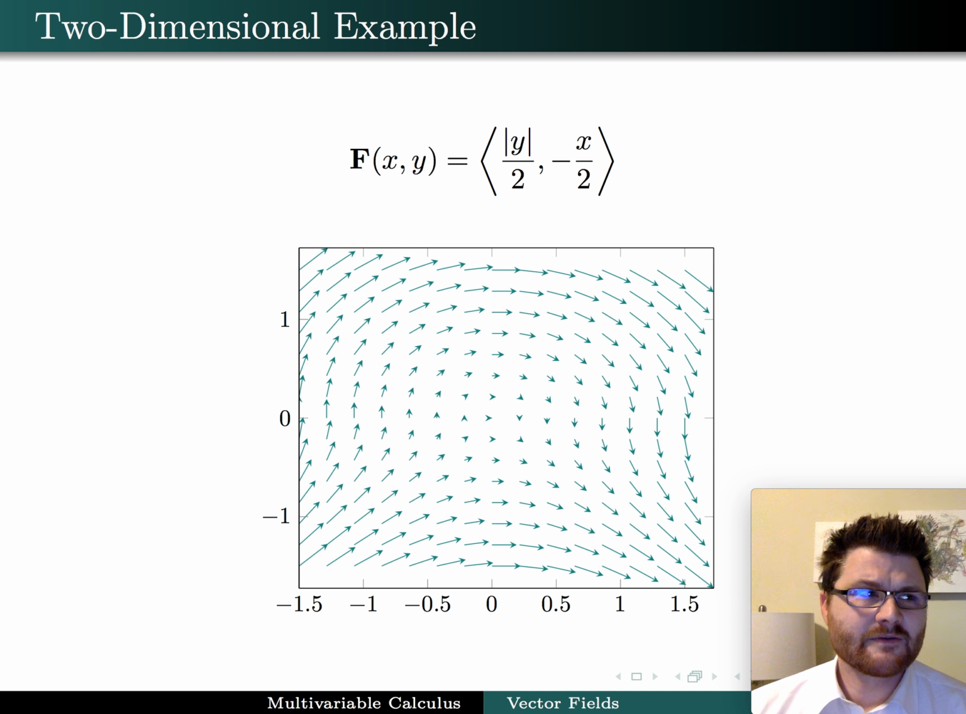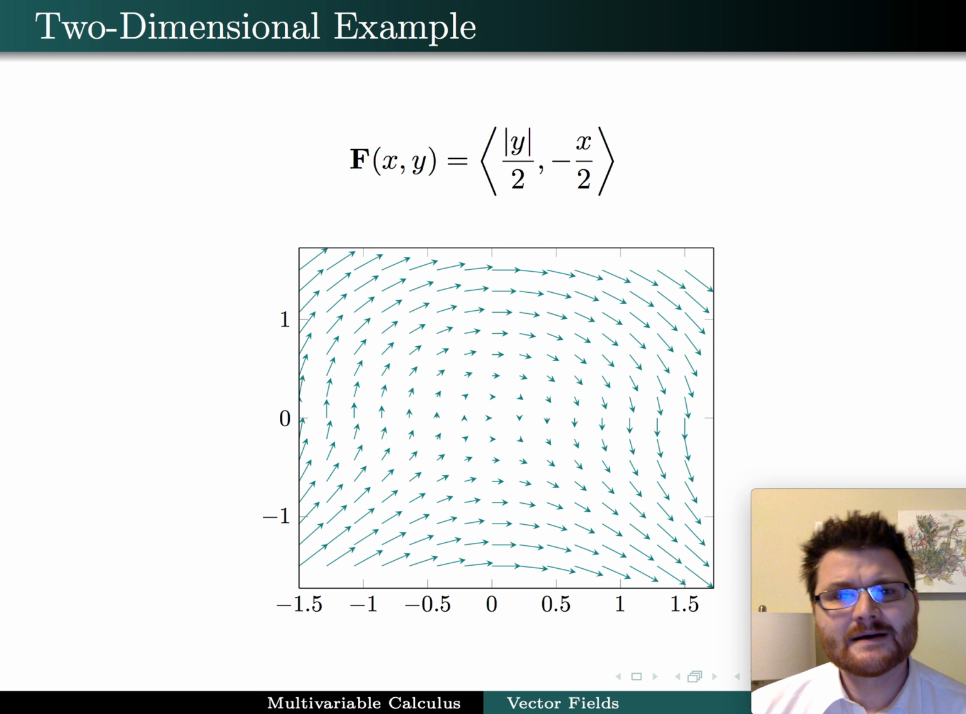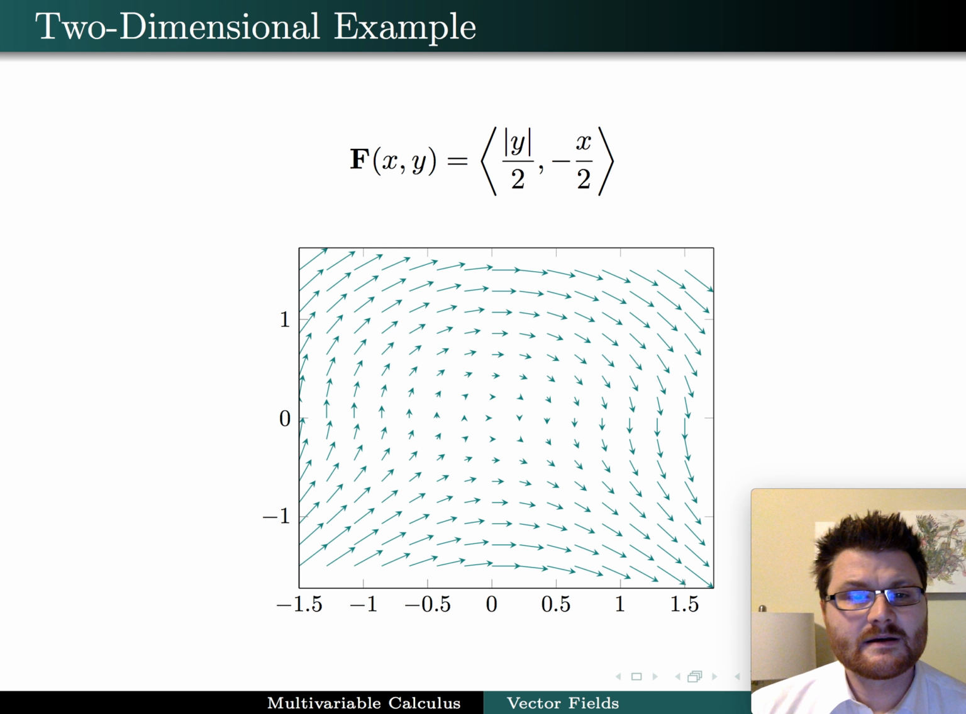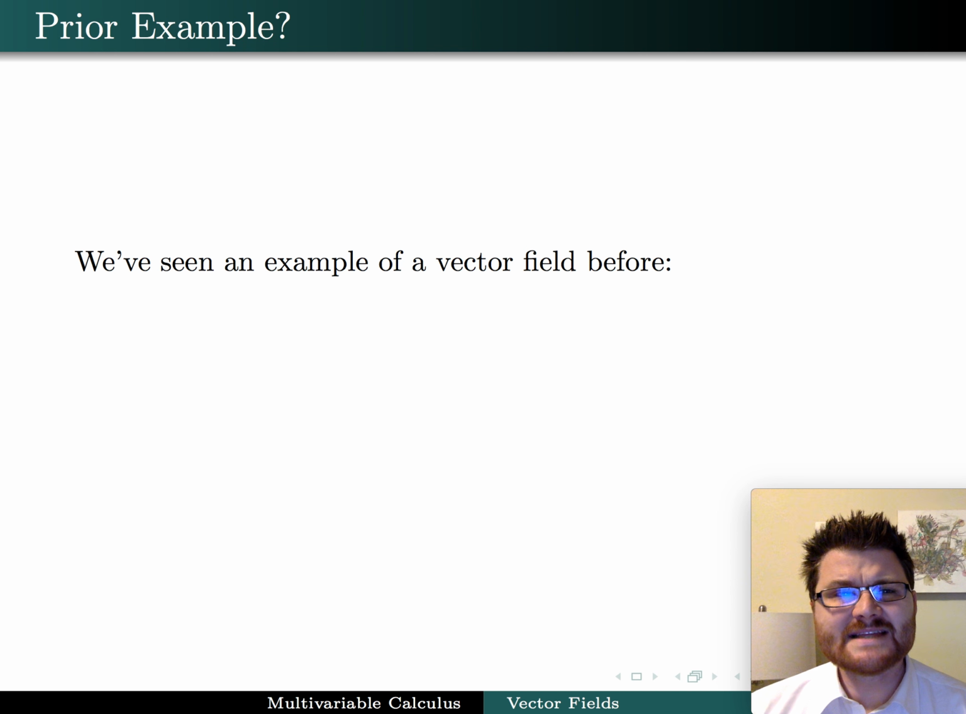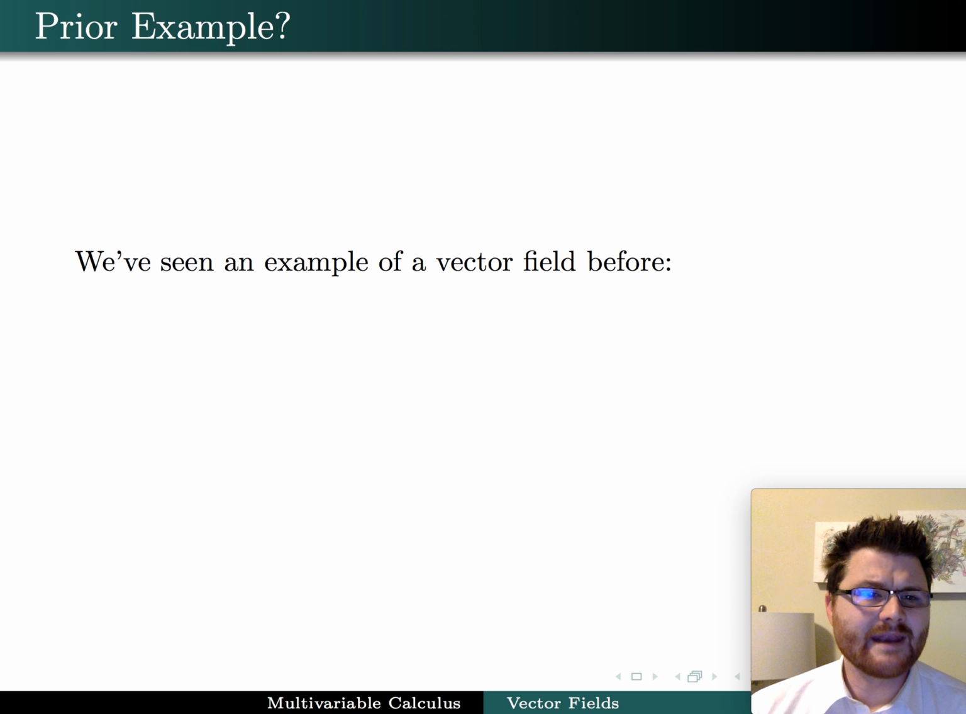We can look at vector fields in 3 dimensions as well. Some examples are fairly nice, but in general it's a lot harder to see what's going on. Things get pretty busy pretty quickly, but I think you get a sense of what's going on from the 2D example. All right, and then we've seen vector fields before, but we didn't have that name.